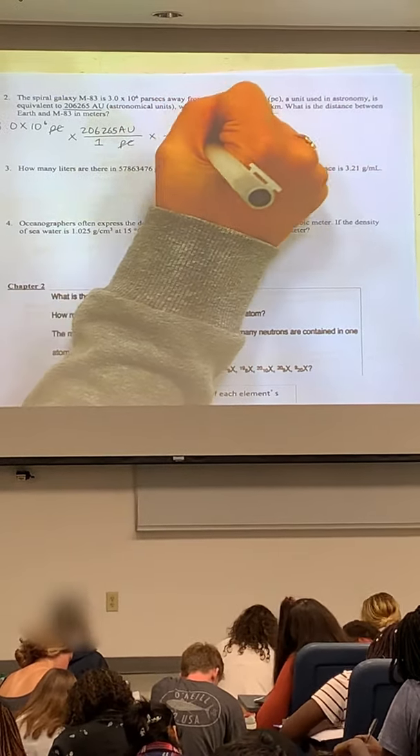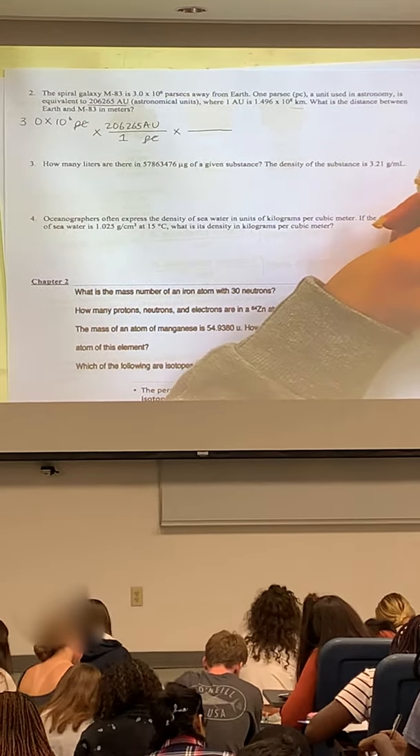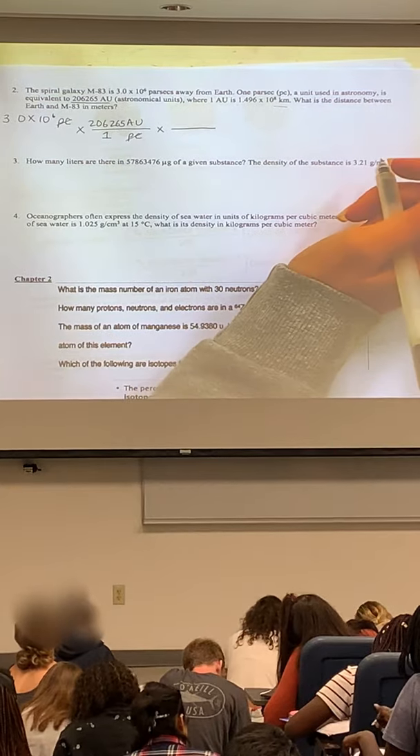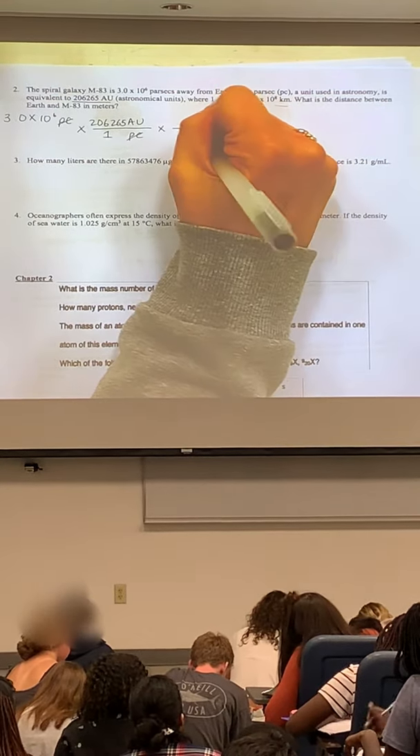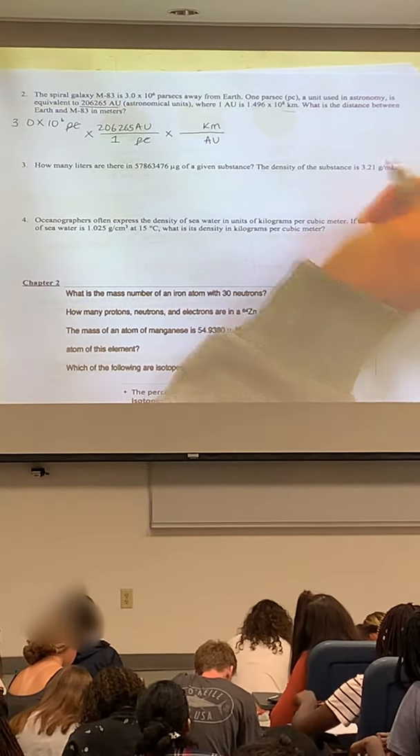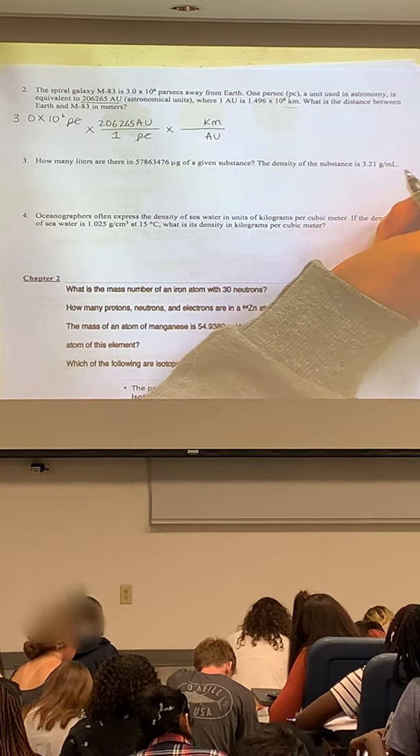You can multiply. How are we canceling astronomical units? What goes in the denominator? And what's going in the numerator? And what number goes in front of kilometers?